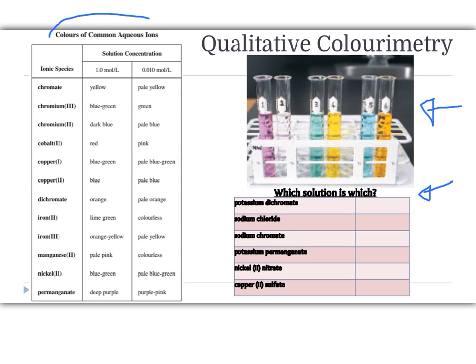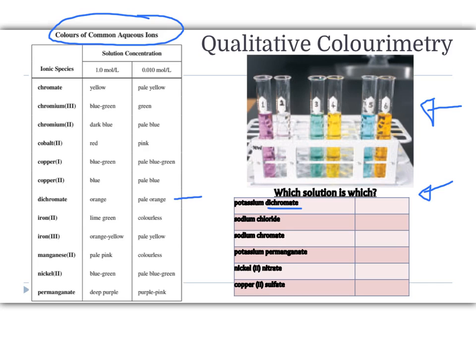The colors of common aqueous ions, this is a chart that's found in your data booklet, so in your green booklet and on the yellow booklet that you'll have on every test. What I'd like you to try right now is press pause and match up which solution is which using the colors of common aqueous ions chart. Okay, so now that you've paused it, I'll go through the answers. Okay, so the first one says it has dichromate in it.